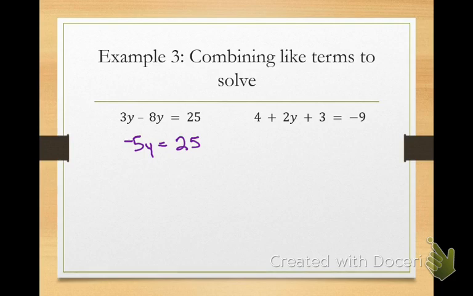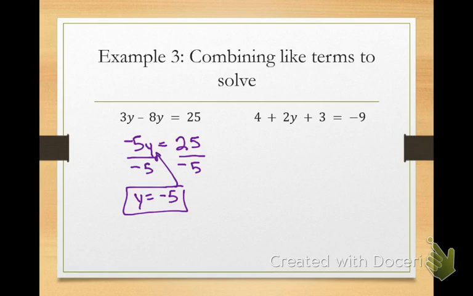What do you do to both sides? Jack, what do you do to both sides? Divide by 5. Not the 5, but the negative 5, right? What did you get for your answer? Y equals negative 5. Very good. You guys agree? Yes. And that's true. Negative 5 times negative 5 is positive 25. Let's look at the next one.